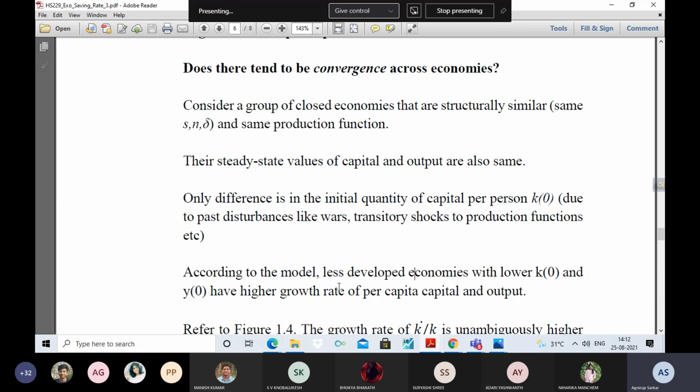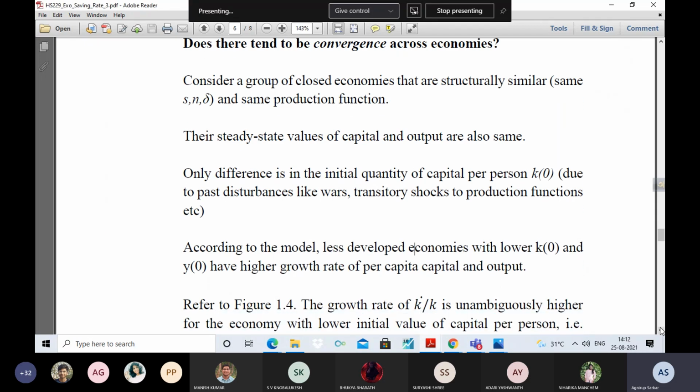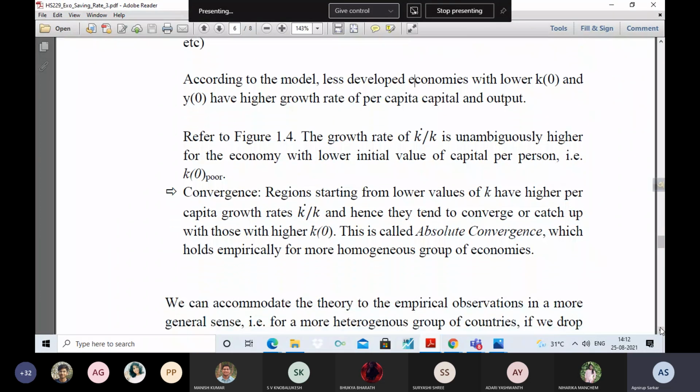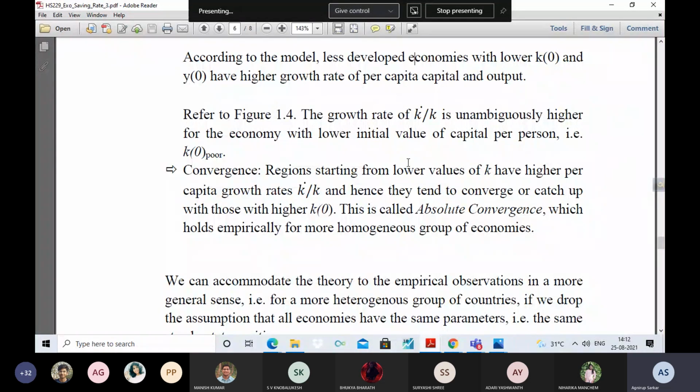Okay, so now this is the formal definition of convergence. Regions starting from lower values of small k have higher per capita growth rates, small k dot by small k, and hence they tend to converge or catch up with those with higher K naught. This is called absolute convergence, which actually holds empirically for a more homogeneous group of countries. We are going to look into it in a bit.